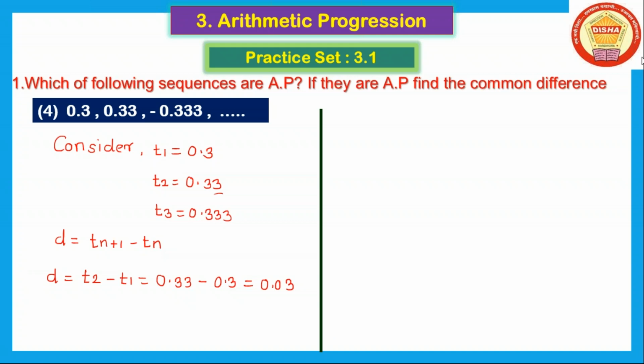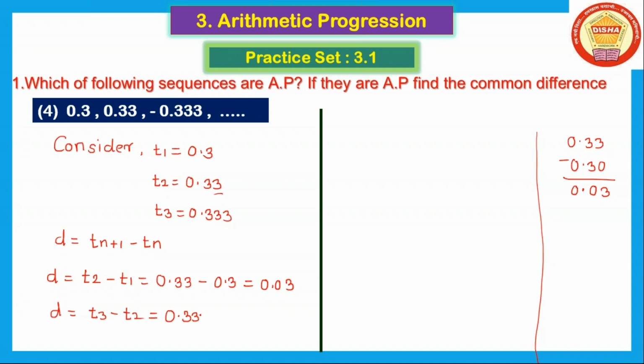See now, I am doing rough work for solving the subtraction. We have to subtract 0.33 minus 0.3. There is no digit here, so we take 0. 3 minus 0 is 3. 3 minus 3 is 0. Decimal point as it is, so the difference between the first two consecutive terms is 0.03. Then we find the next one, D is equal to T3 minus T2. T3 is here 0.333 minus 0.33.